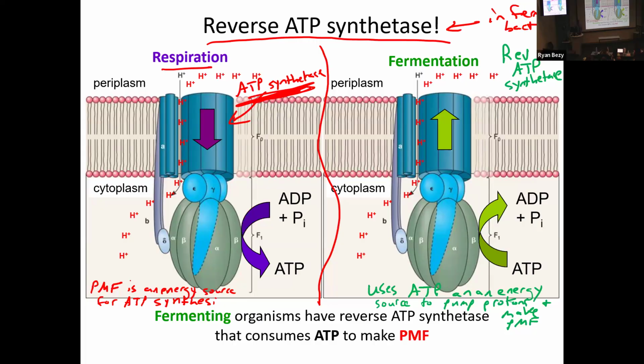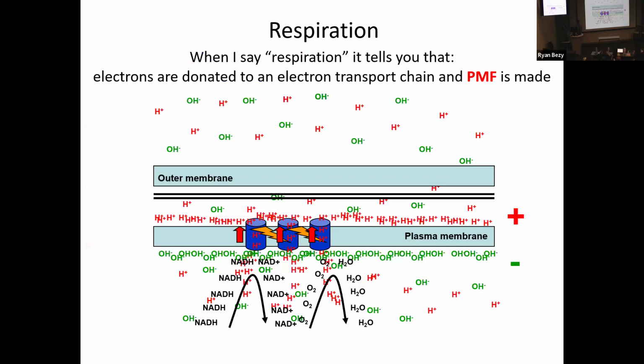Again, I want to differentiate a little bit when I say respiration versus cellular respiration. When I say just the term respiration by itself, what it tells you is that electrons are getting donated to an electron transport chain. The electron transport chain is using the energy from those electrons to then make a proton motive force. By the way, that term cellular respiration that you might have had before in a class like NU 120.